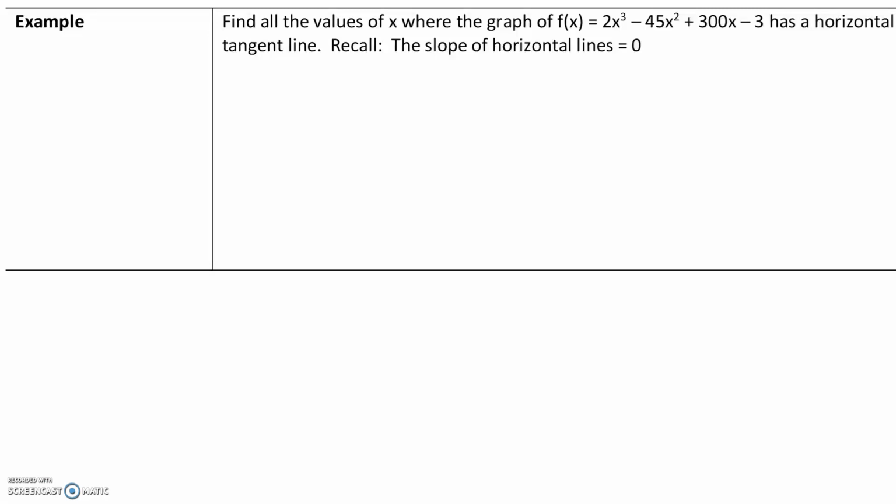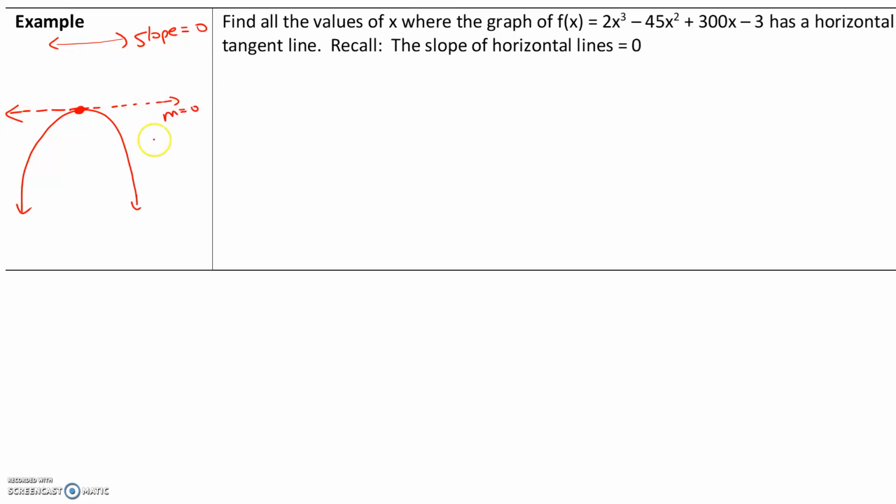Next example, find all values of x where the graph of f of x equals 2x cubed minus 45x squared plus 300x minus 3 has a horizontal tangent line. Now, what does that mean, a horizontal tangent line? So let's say we have a graph like this. A horizontal line has a slope of 0. So for us to have a horizontal tangent line, there's going to be some point, and we have the tangent line. And if the tangent line is horizontal, then the slope is equal to 0.